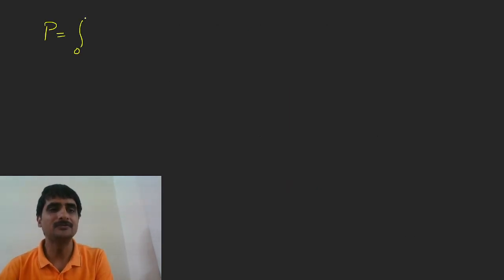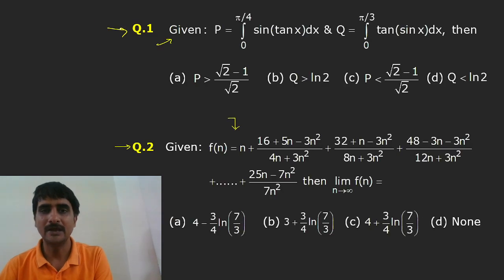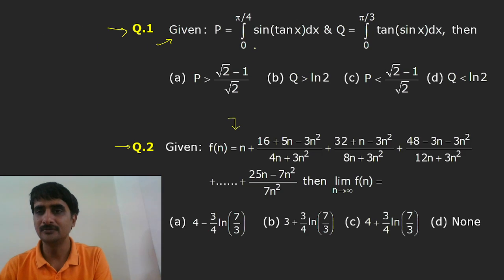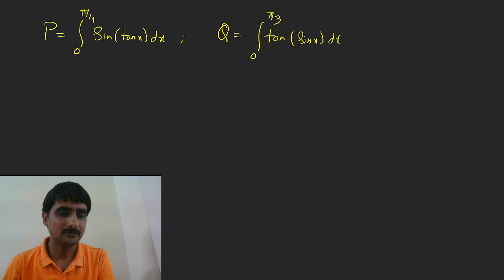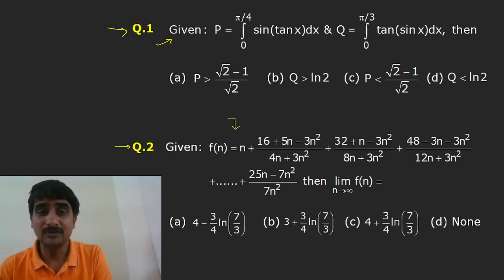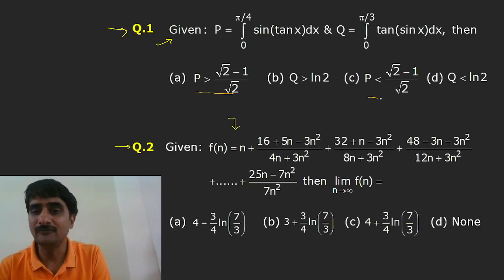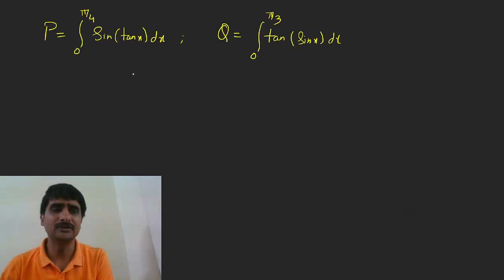Let's start. So see, given P is equal to integral from 0 to pi by 4 of sine of tan x dx, and Q is integral from 0 to pi by 3 of tan of sin x dx. Now see, we have to compare P with root 2 minus 1 by root 2 and Q with ln 2, larger or greater is another thing.